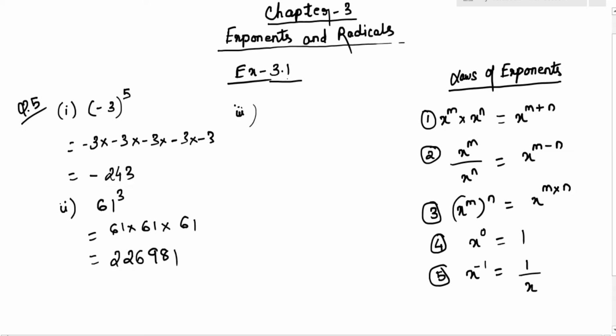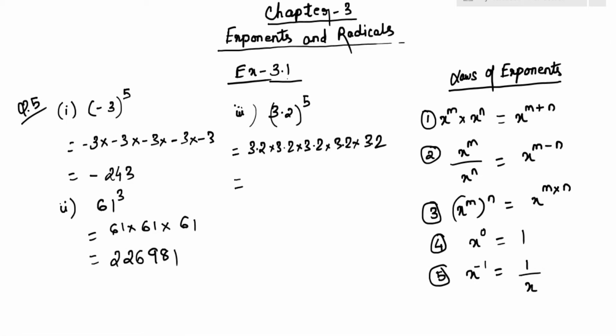Now coming down to the next part, the third one. Third one is 3.2 whole to the power 5. Okay, so we will write down 3.2 5 times: 3.2 into 3.2 into 3.2 into 3.2 into 3.2. Now this is a big task. First you multiply 32 5 times, then I'll make you understand how to shift the decimal. Your first task is to multiply 32 5 times, and you need to write down the answer.